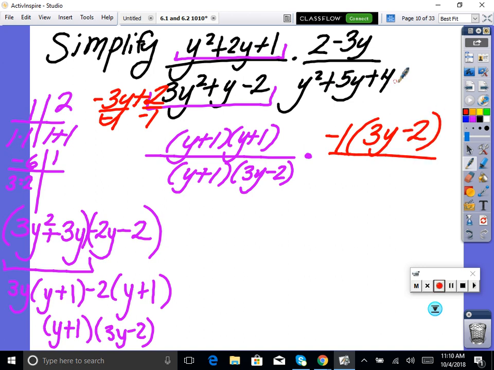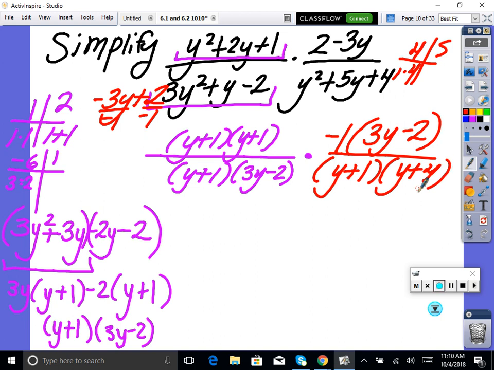Now factoring out this, what multiplies to be 4 and adds up to be 5? 1 times 4, I can quick factor. So that factors to be y plus 1 and y plus 4. We've just done step 1. Now step 2, multiply straight across, but don't actually multiply.